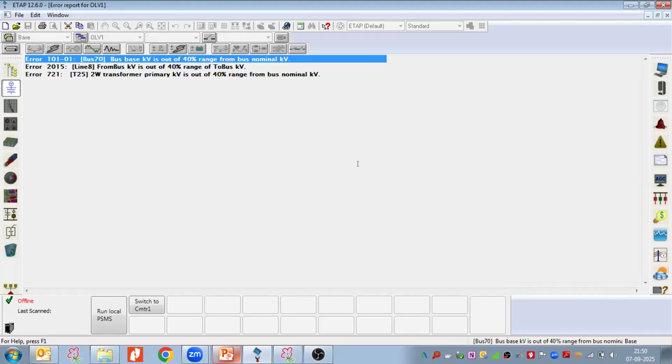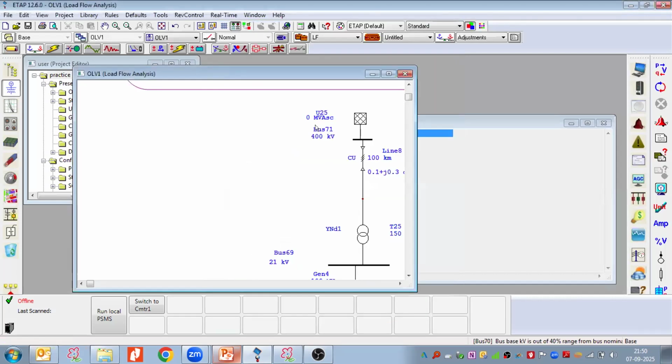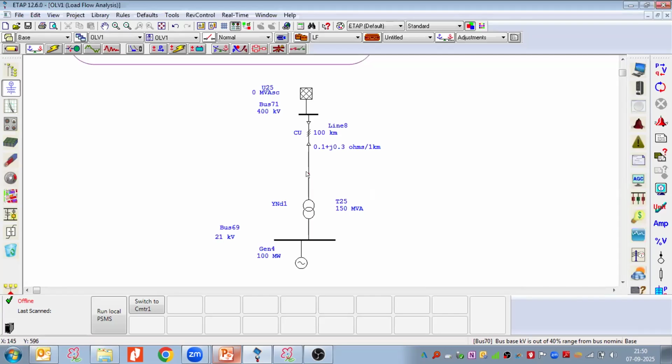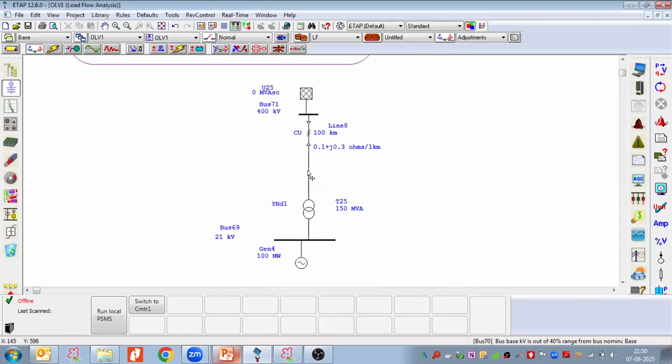The message says bus kilovoltage is out of 40% range from the bus nominal kV. Bus 70, what is the problem with bus 70? Which bus is the 70 bus? Okay, this bus is bus 70. This is again 400 kV because there is a node. So this node also we have to define. This is a node, but it is a kind of bus. Then let us see what the result is.